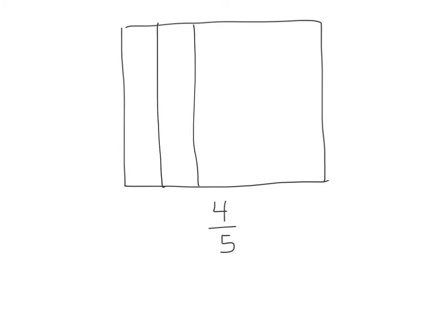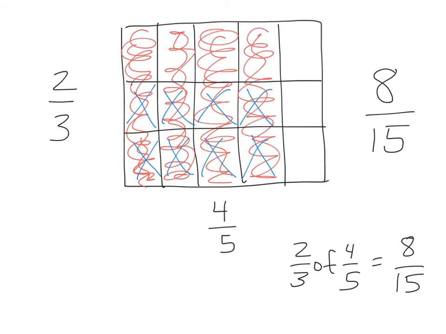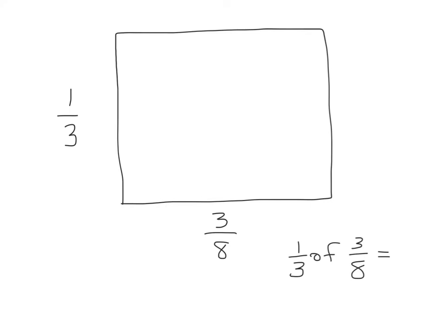This time let's start with 4/5. I'm going to make 5 bars going down, and I'm going to color 4 of them. Pause the video while you try to find 1/3 of 3/8. So we're going to make 3/8 going one way and 1/3 going the other way. It doesn't really matter which side you put them on because multiplication is commutative. But since I said 1/3 of 3/8, we'll put the 3/8 here and the 1/3 here.